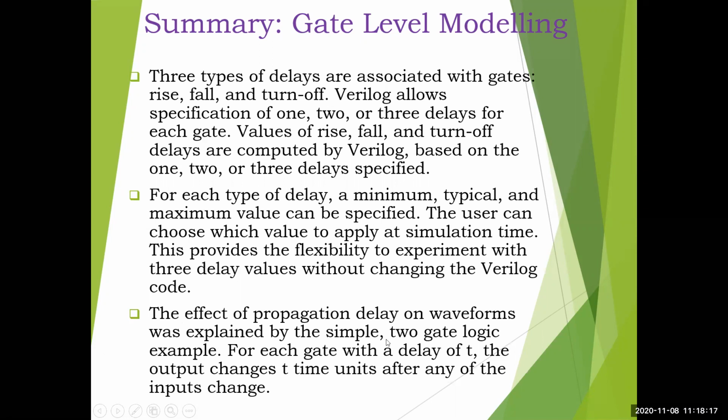The effect of propagation delay on waveforms was explained with a simple 2-gate example, an AND and OR gate with delay. For each gate with a delay of t, the output changes t time units after any of the inputs change. We have taken 4 plus 5, that is 9 delay, which is why the output changes after 9. So if you change the input at 10, the actual output change will happen at 19. Similarly, if you change the input values at 20 time units, you will see the actual output at 29, with respect to the example I am explaining. Hope it is clear to you.